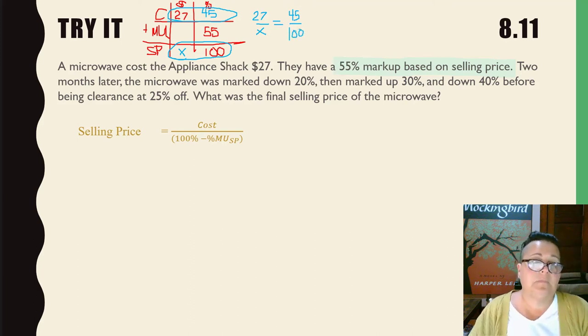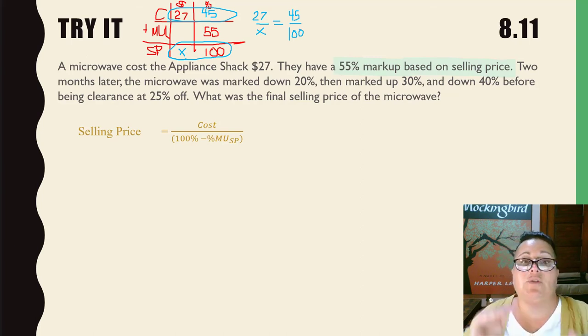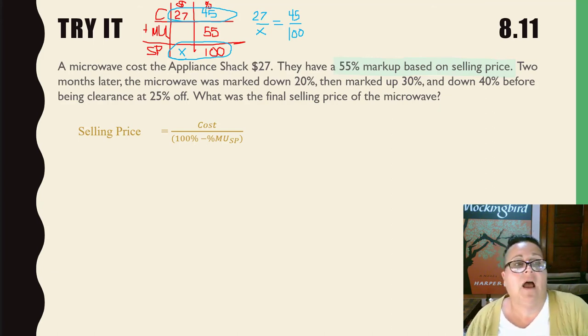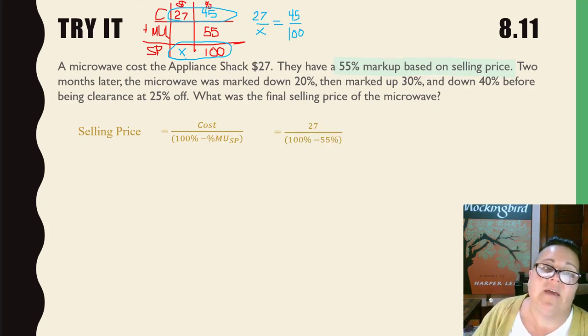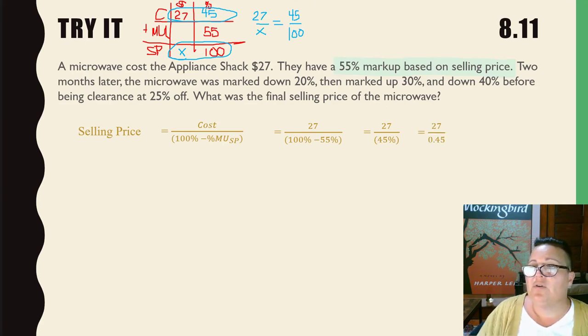Okay? Now, many people are just going to go to the formula at this point because many people find it more efficient. I want you to get the problem right, so you use whichever method works best for you. Right? Our cost was 27. The complement of the markup based on selling price would be 45. So I'm going to do 27 divided by 45%, or 27 divided by 0.45, which is 60 bucks.